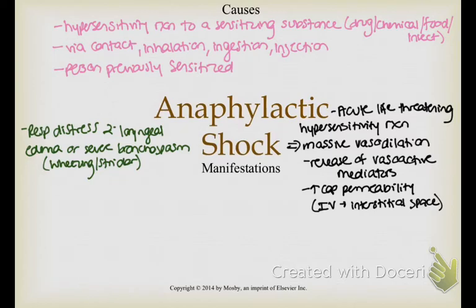So they get respiratory distress because their airway swells up. And it starts to bronchospasm. They get swelling of the lip and tongue. If you ever have a patient that comes in and says, I was just eating a peanut butter sandwich and now my tongue is tingly.